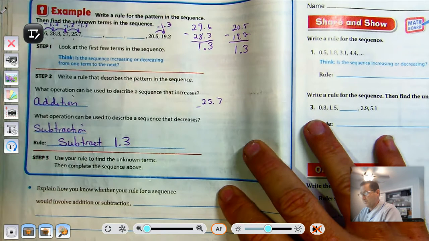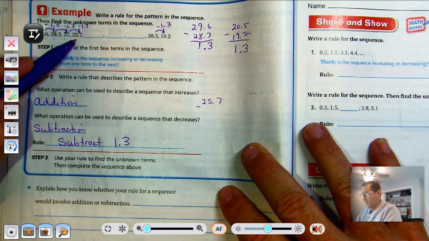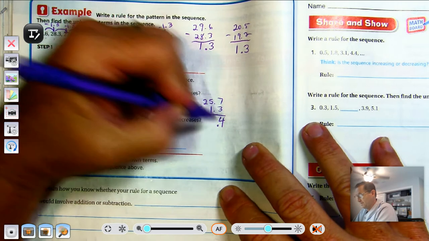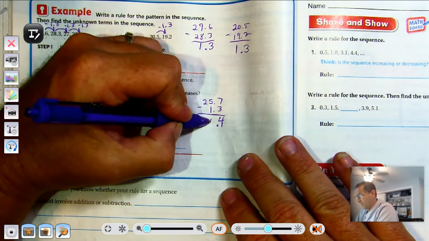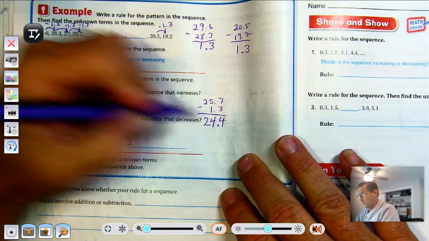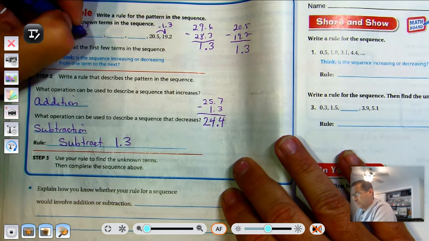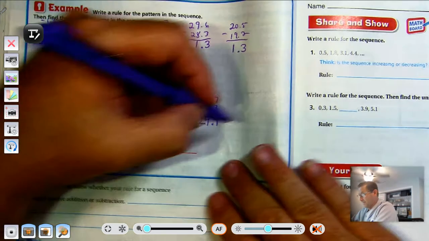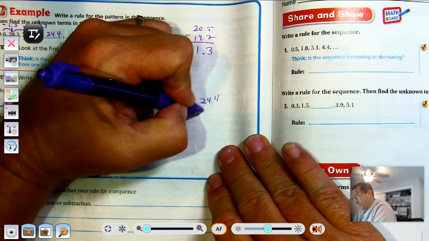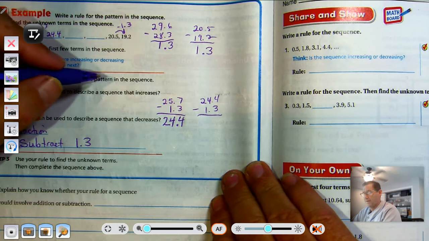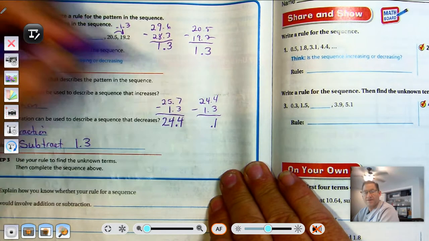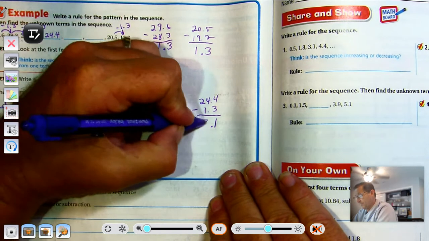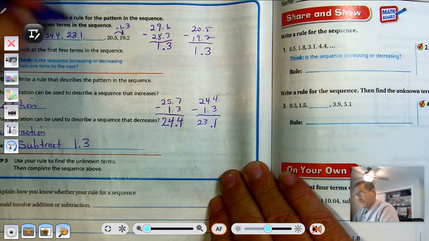terms. So 25 and 7 tenths was the last number known, and we're going to subtract 1 and 3 tenths. 7 tenths take away 3 tenths is 4 tenths. Place the decimal. 5 ones take away 4 ones is 4. And 2 tens take away nothing is 2 tens. So 24 and 4 tenths. Then 24 and 4 tenths take away 1 and 3 tenths. 4 tenths take away 3 tenths is 1 tenth. Basically 24 take away 1 is 23. So now we're at 23 and 1 tenth.